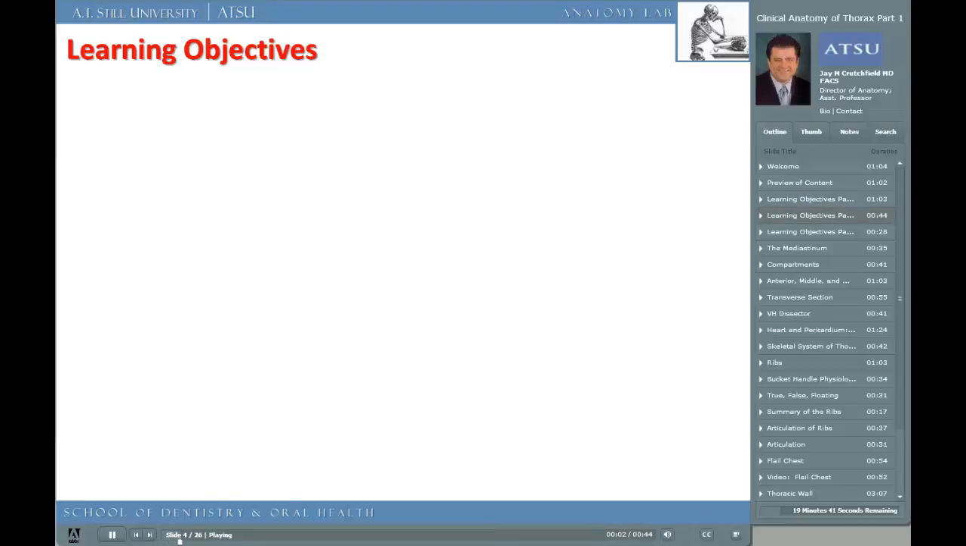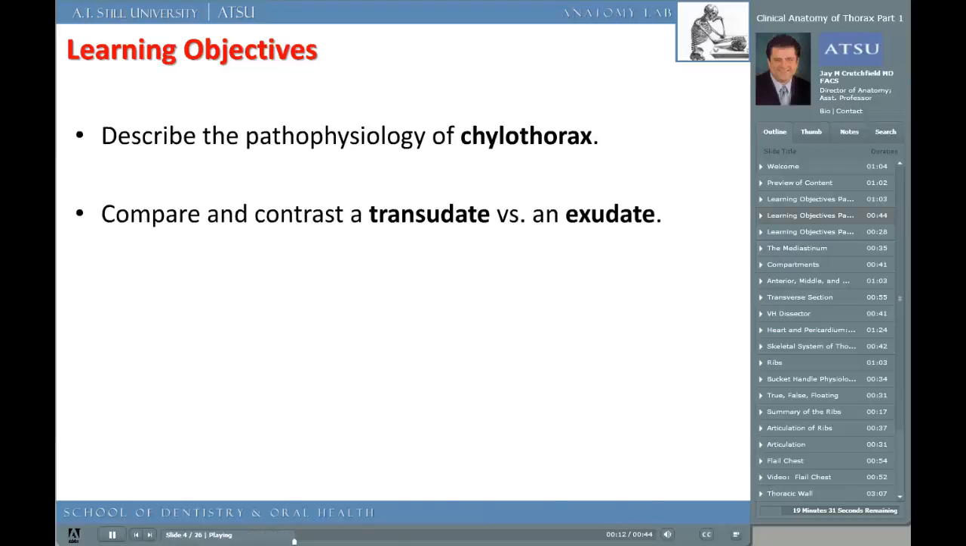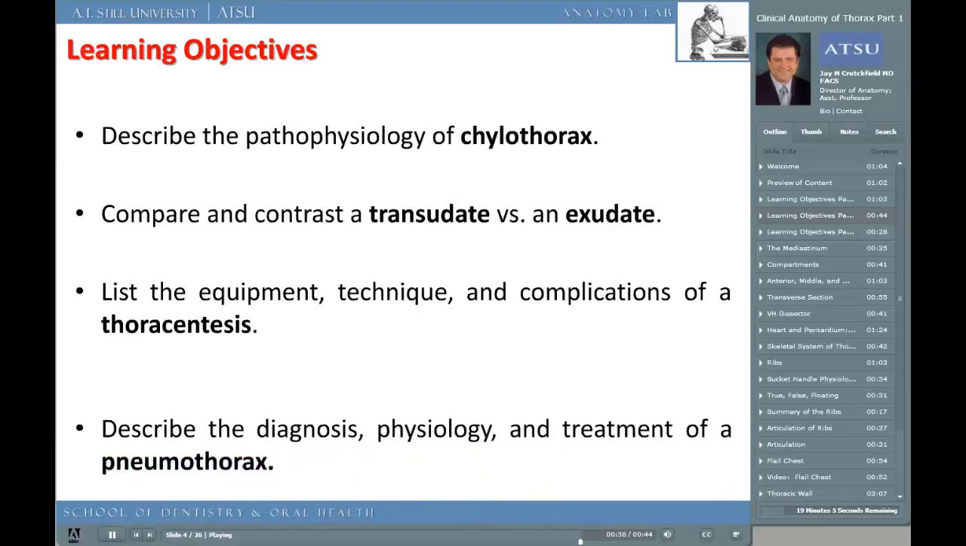You'll also be able to compare and contrast a transudate and an exudate, and explain the technique and list the equipment necessary and several of the complications possible of performing a thoracentesis. This is a common procedure performed all over America every day to treat a pleural effusion, and you'll need to be familiar with it and watch the enclosed video from the New England Journal of Medicine. You'll also need to be able to explain what a pneumothorax is, how it's treated, and what the physiology of a pneumothorax compared to a tension pneumothorax is.